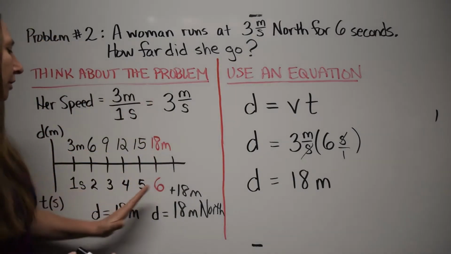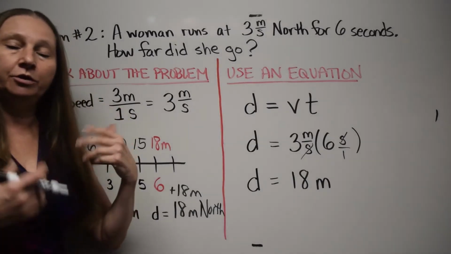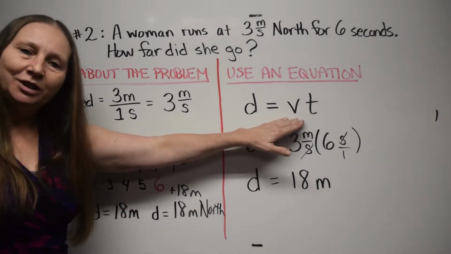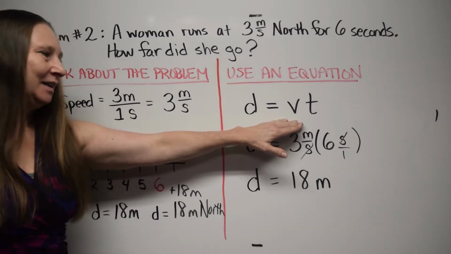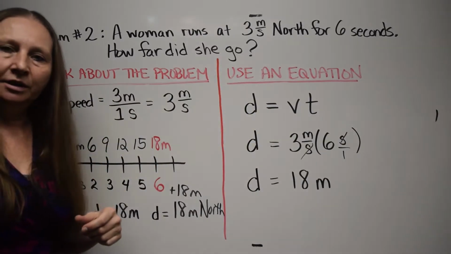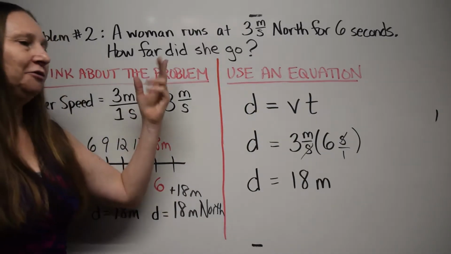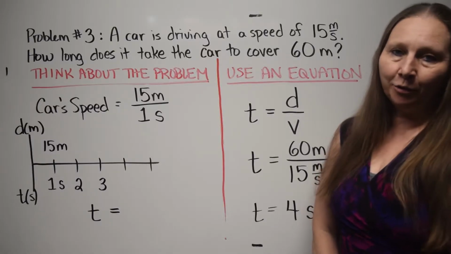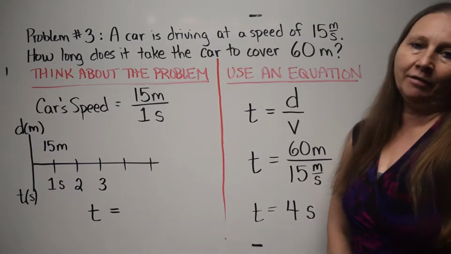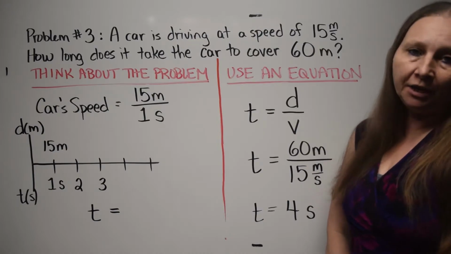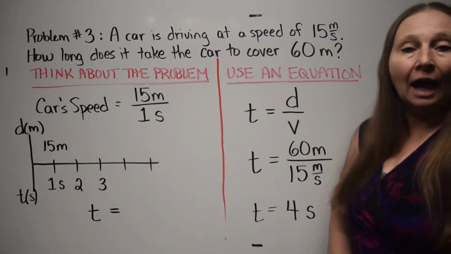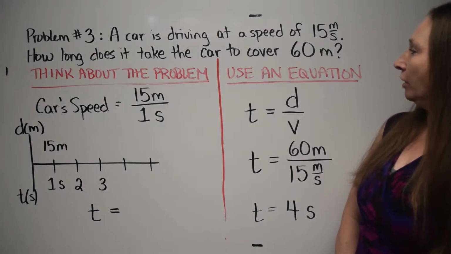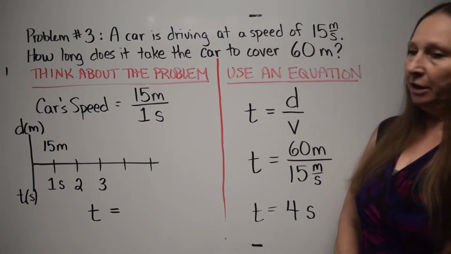And whatever math you do in your head when you're thinking about it, you're really doing the same math in the equation. The equation is derived from the logical way to figure out the problem from the real world. Problem number 3. A car is driving at a speed of 15 meters per second. How long does it take the car to cover 60 meters?